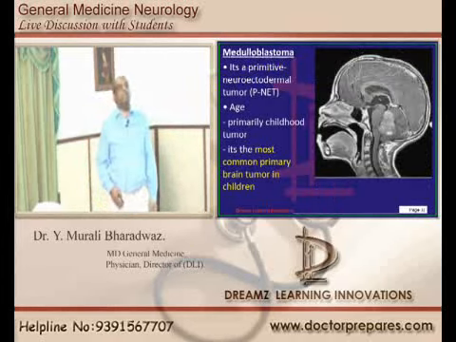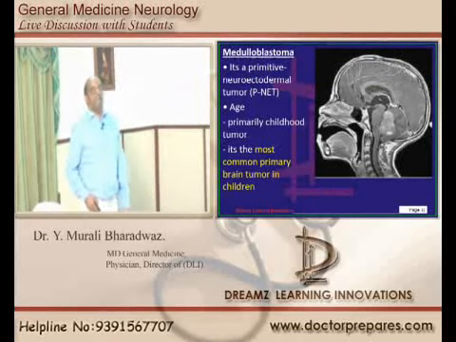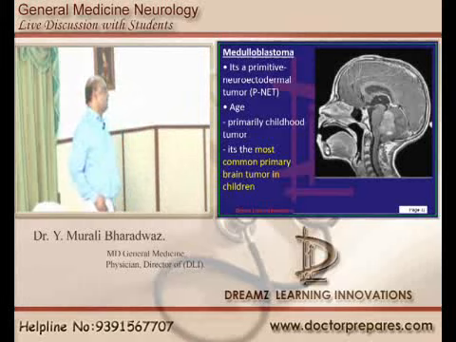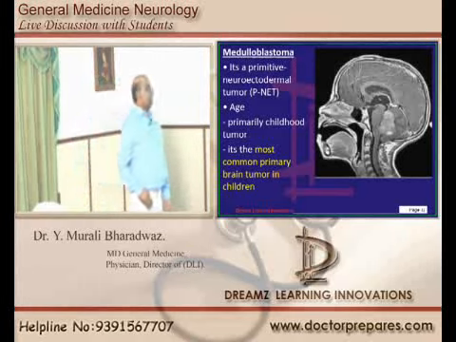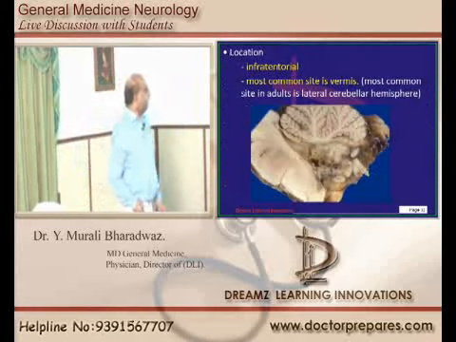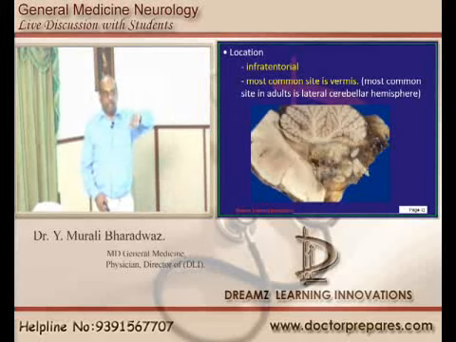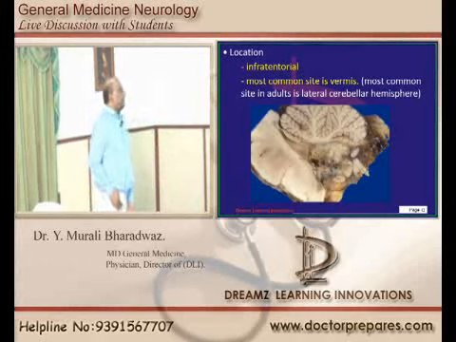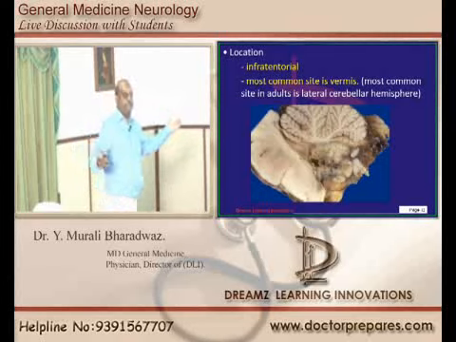Medulloblastoma is also called PNET, primitive neuroectodermal tumor, mainly seen in childhood, and it is the most common primary brain tumor in the pediatric population. It is located infratentorially. You know that there is a tentorium cerebri, above it supra, below it infra. A very common site is in the cerebellum, that is in the vermis. And in adults it is the lateral cerebellum. There is a difference between the two.